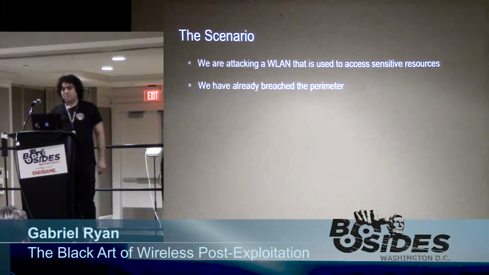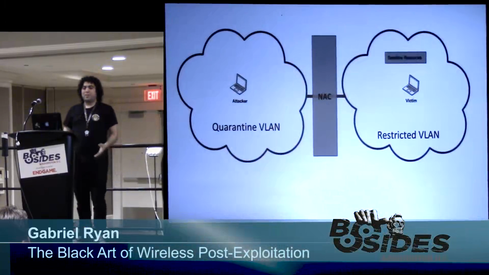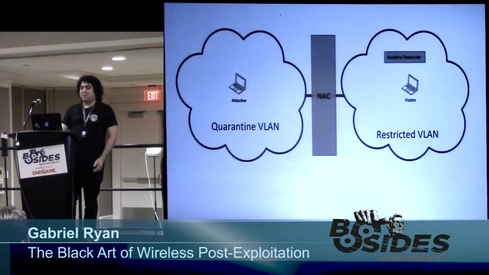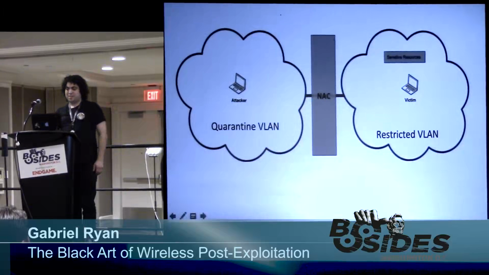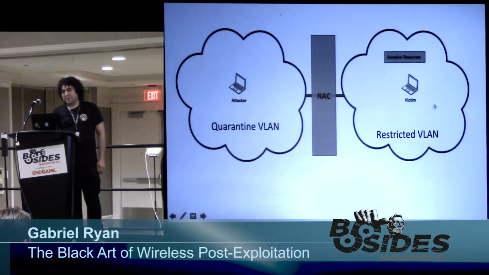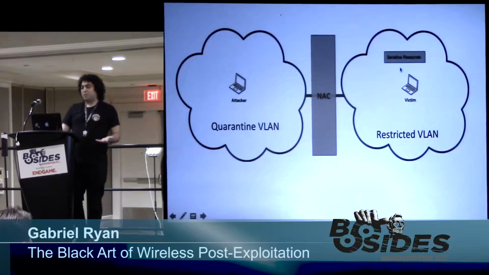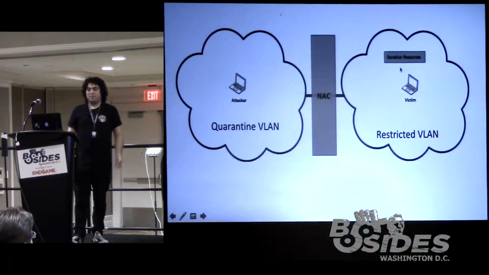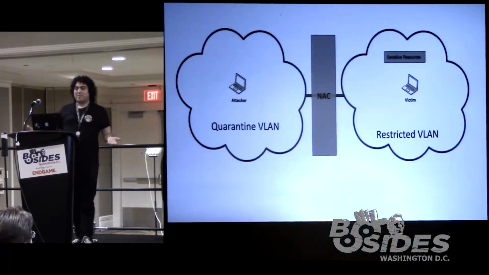So assume you've already breached the perimeter. Unfortunately, you've been placed as the attacker on a quarantine VLAN by this NAC appliance. Here's the NAC, and here you are on this quarantine VLAN. Over on the restricted VLAN, there's a bunch of sensitive resources, and that's ultimately what you want to get access to, because if you can't get access to that, you really haven't demonstrated anything in the first place.